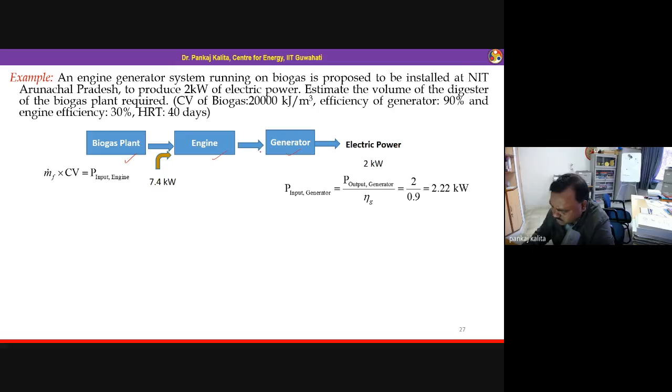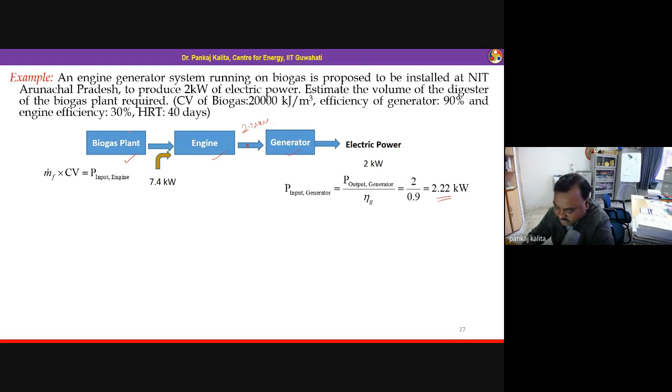If we write the input power of the generator, it will be this output divided by the generator efficiency, which is nothing but 2.22. So this will be about 2.22 kilowatt. Again, engine efficiency is given as 30%, so we can find the engine input. Dividing this by 0.3, we get the engine input, which is about 7.4 kilowatt.